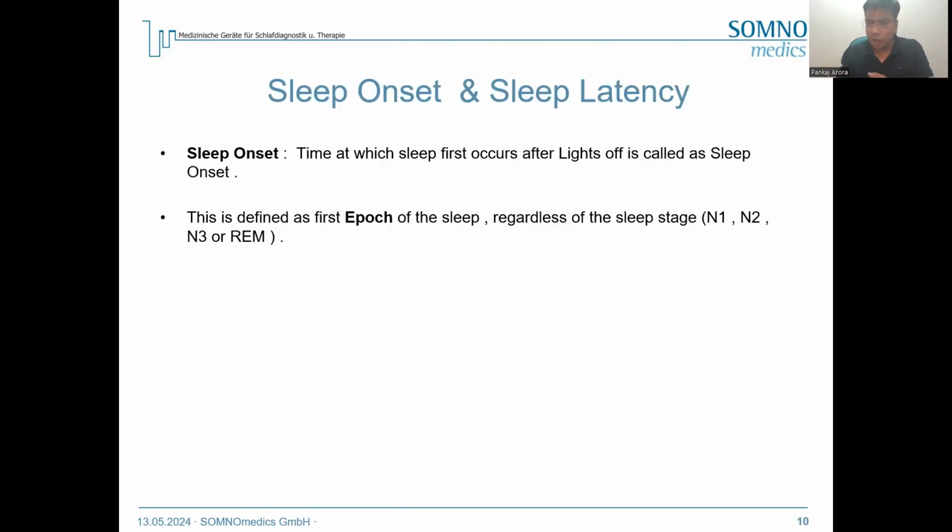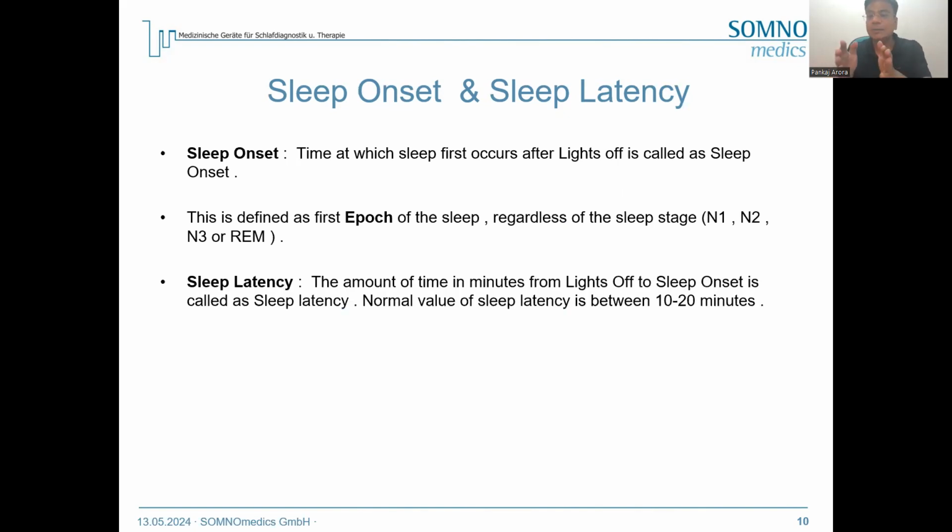So now what is sleep onset and sleep latency? For example, we put the lights off at 9 p.m. and tell the patient to try to sleep. And the patient sleeps at 9:20 p.m. So we define lights off at 9 p.m. Patient sleeps at 9:20 p.m. So it took him 20 minutes to sleep. So that is called sleep latency.